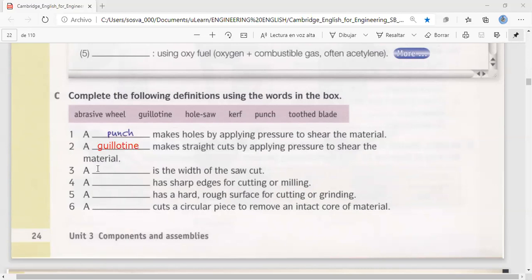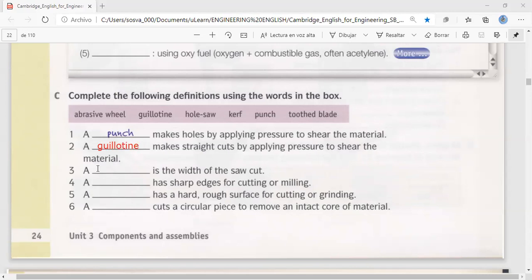Great. Then, as you can see in the third one, you have a blank that is the width of the saw cut. The width, yes, anchura in Spanish. The width of the saw cut.